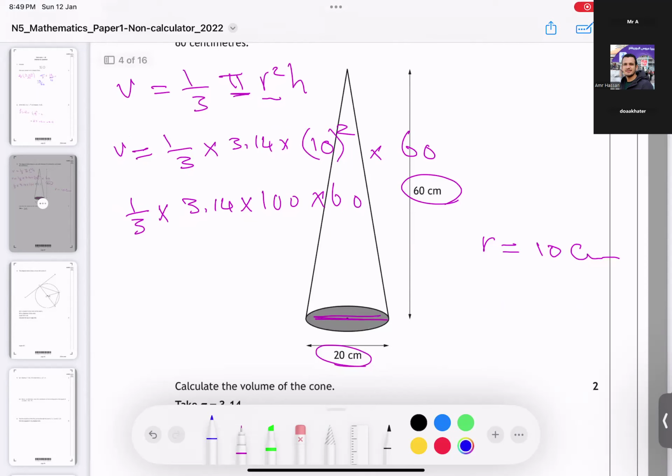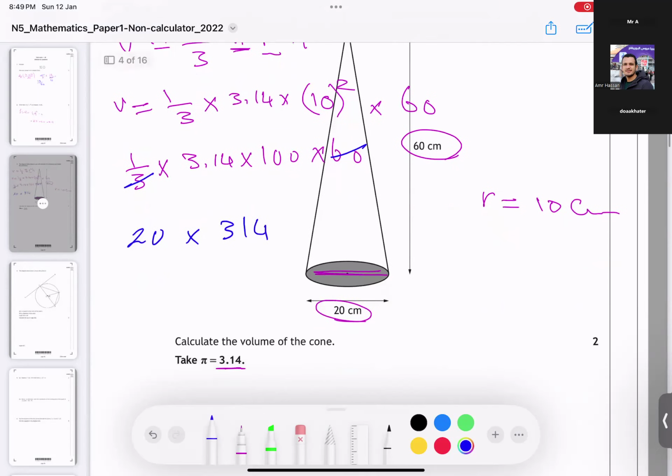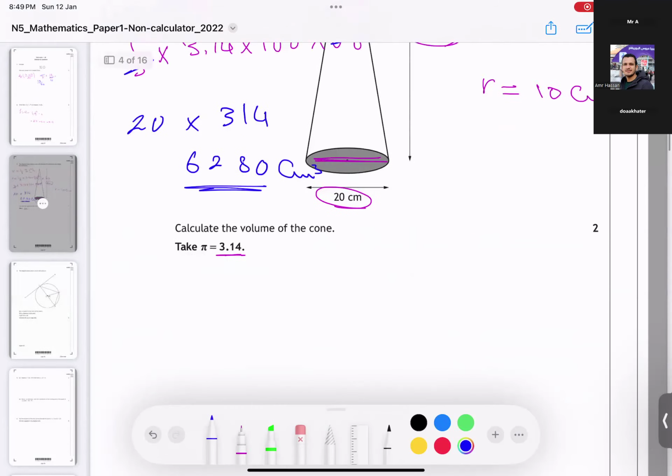Let me try to make it simple. 60 divided by 3 is going to be 20, right? Times 314, right? I think it's easy. So let me write 0. 2 times 4 is 8. 2 times 1 is 2. So it's going to be 6,280. Did you get it? Do it again, understand it.